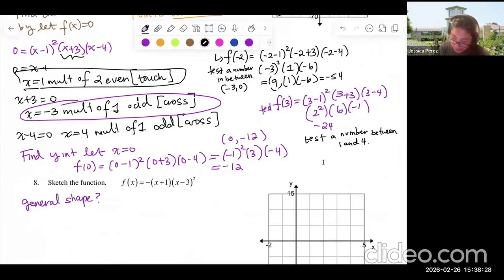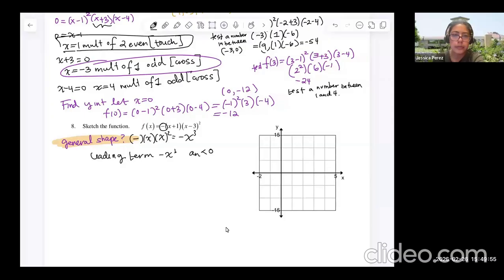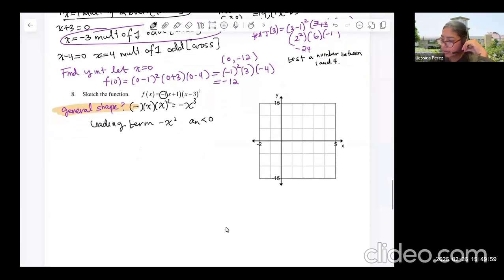Well, what the general shape is, I have a negative first power, negative x times an x squared. That's going to be a negative x to the cube. So if we have a negative x to the cube, alrighty, so finishing example number 8, we have a leading coefficient that is negative, and we have an odd polynomial.